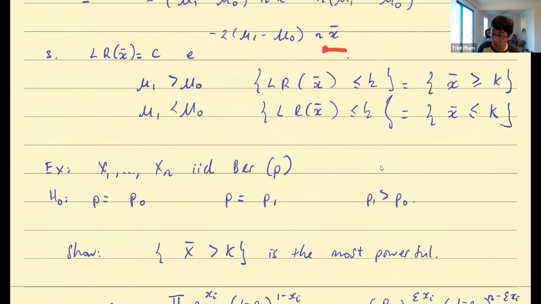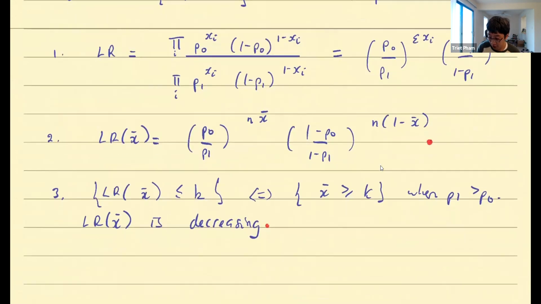This is obvious because there's only one single X bar here. I feel this is not as obvious, but fine. Do you see that this is decreasing in X bar? And how would you do so? Is it decreasing in X bar? Is it obvious?